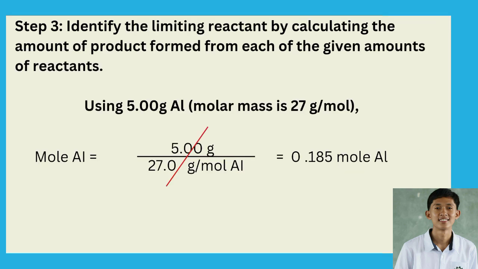This section shows how to convert the mass of sulfur into the number of moles of sulfur using its molar mass. The given mass of sulfur is 25 grams and the molar mass of sulfur is 32 grams per mole. By dividing the mass by the molar mass, the calculation determines that there are 0.780 moles of sulfur present.